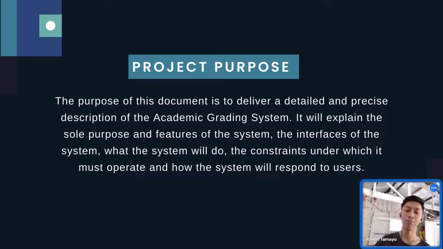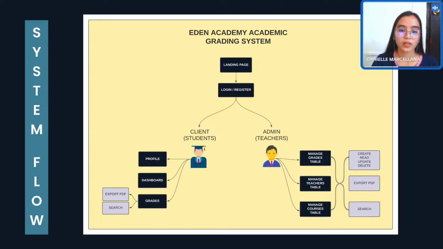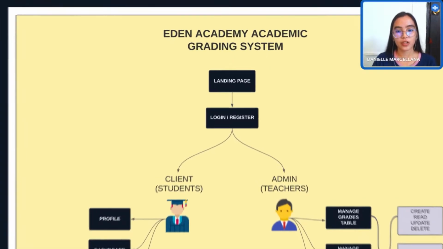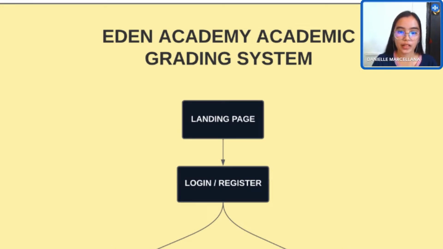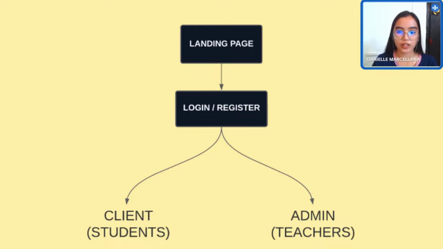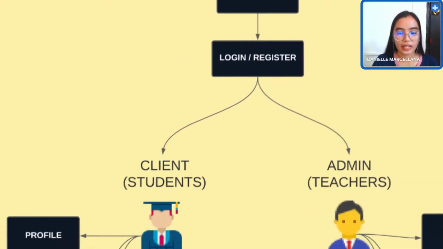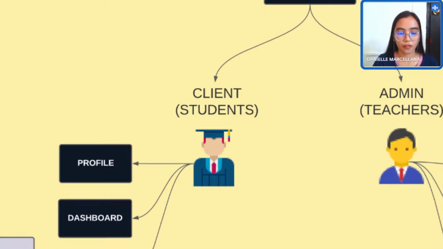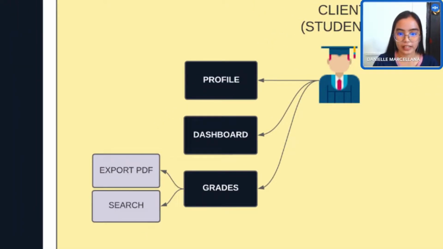And for the system flow, this is the program flow of the Eden Academy grading system. First, the user will be redirected to the landing page, and here he can either log in or register if he doesn't have an account yet. If the user is a student or a client, he can access his profile, dashboard, and grades. Moreover, he can use the search feature and export his grades to PDF format.